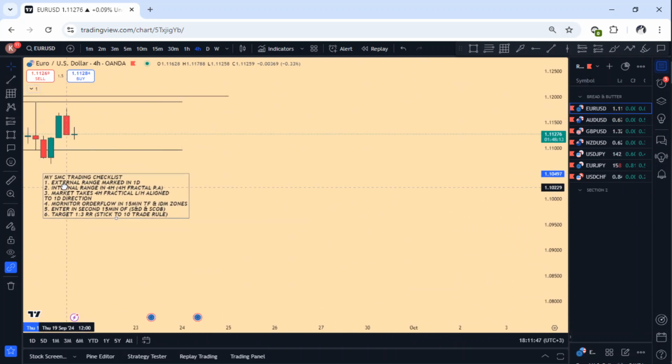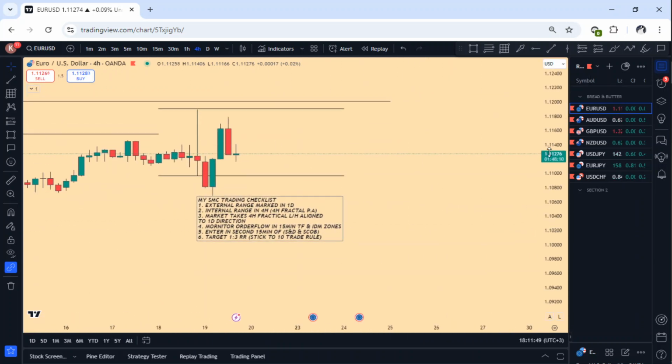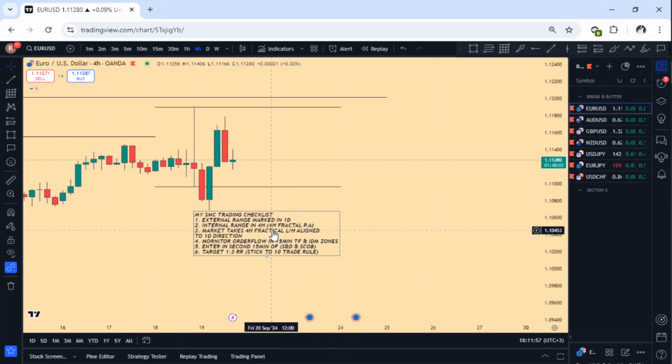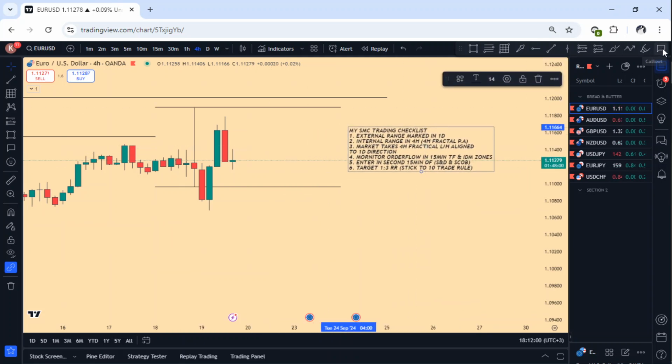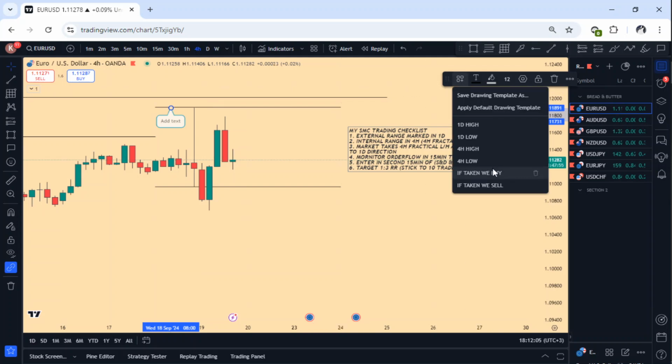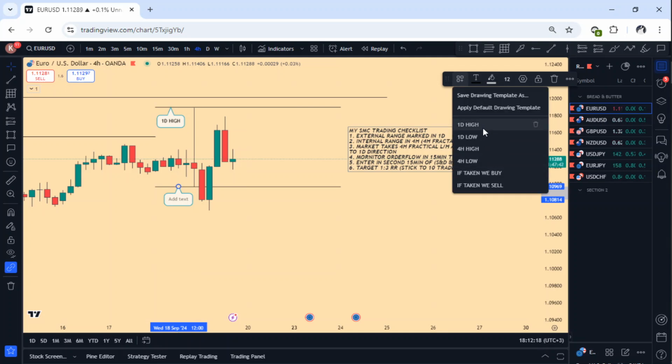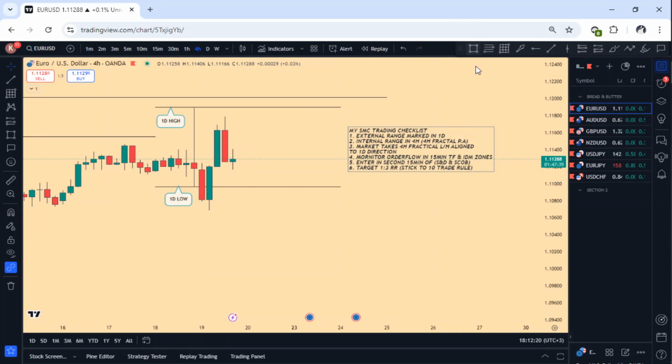Now the criteria. So we have to mark on a daily time frame. So this is our fractal high on a daily time frame. And then this is our fractal low, which has already been taken overnight, so no problem. This is the low. Now what about internal range in 4 hours?